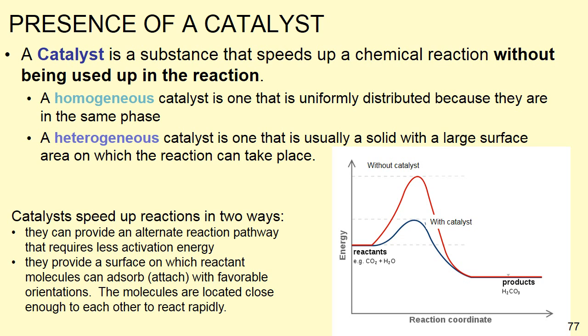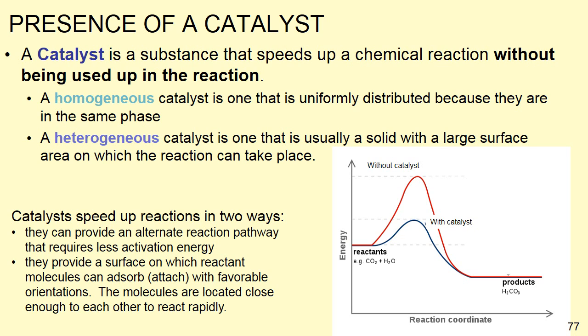They also sometimes can provide a surface on which to allow the reaction to happen. So sometimes, like a catalytic converter, it is a piece of metal, and it's trying to convert carbon monoxide to carbon dioxide so that we don't have so much carbon monoxide pollution in the air. So it's a surface, and the carbon monoxide has to react with oxygen to form carbon dioxide.